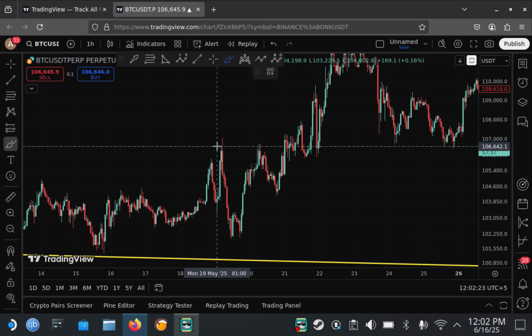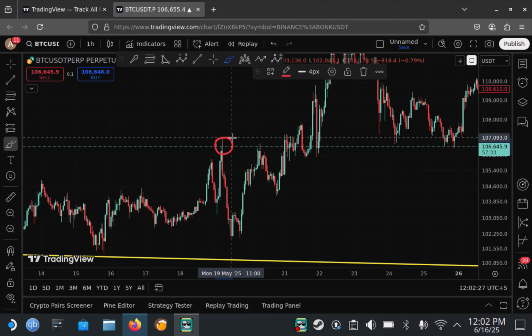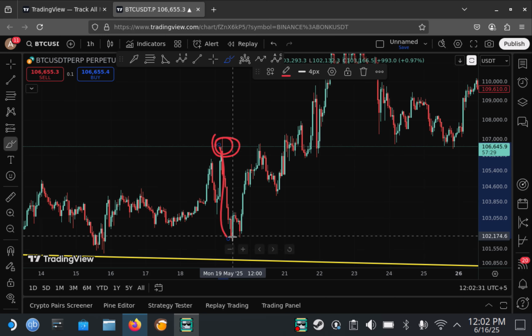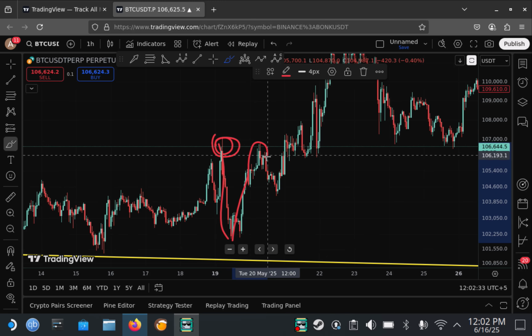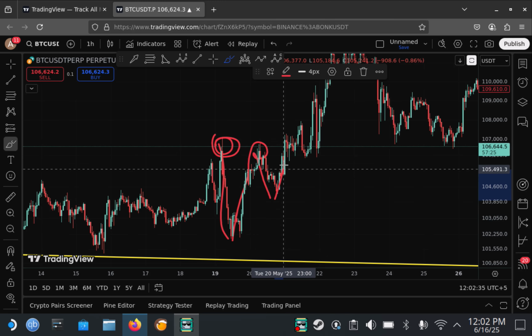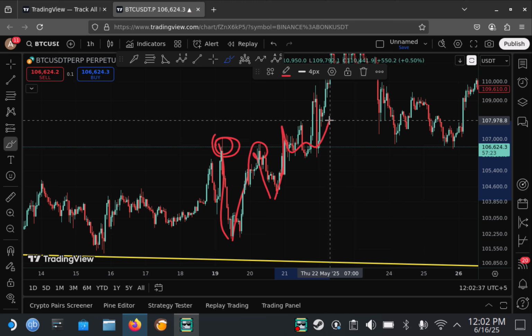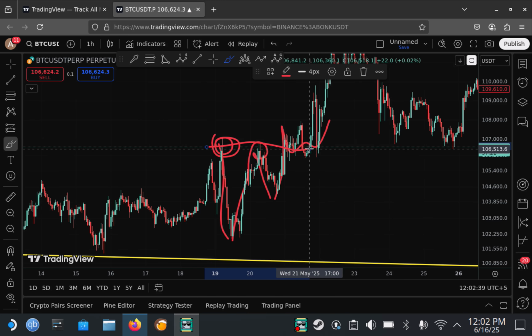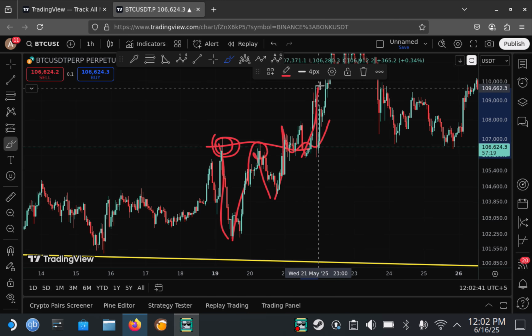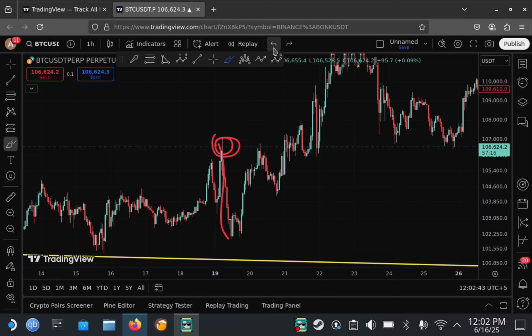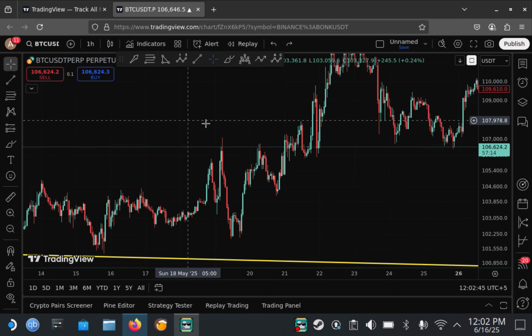This was 106,642, and when you touched it, this was the middle of the channel. Bitcoin dropped down, and then you pumped up, and just at that point Bitcoin dropped down until you broke it and flipped bullish, right? So that resistance was broken, the middle of the channel was broken, and then Bitcoin went up. That is one thing. Okay, let's move on.